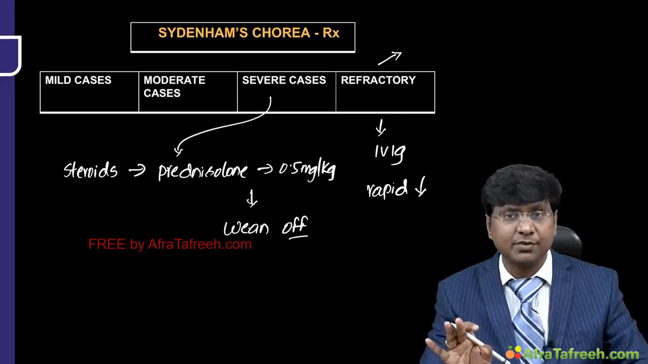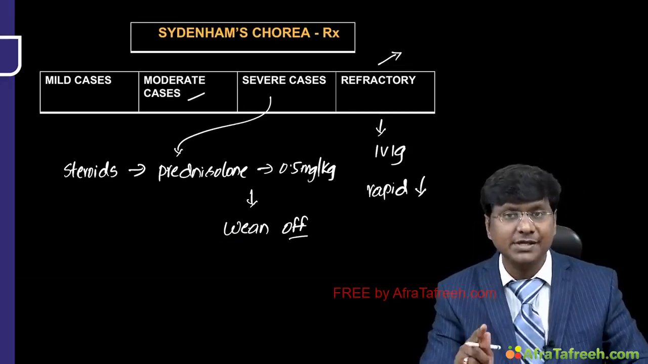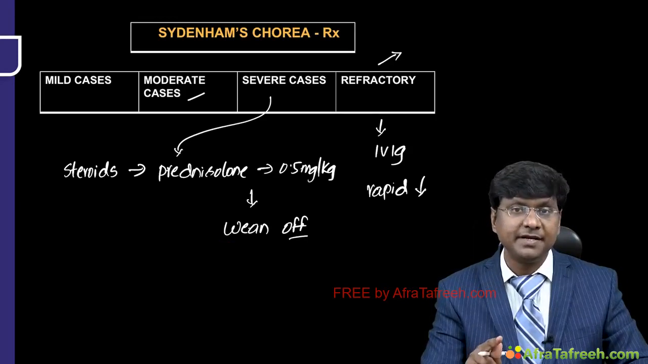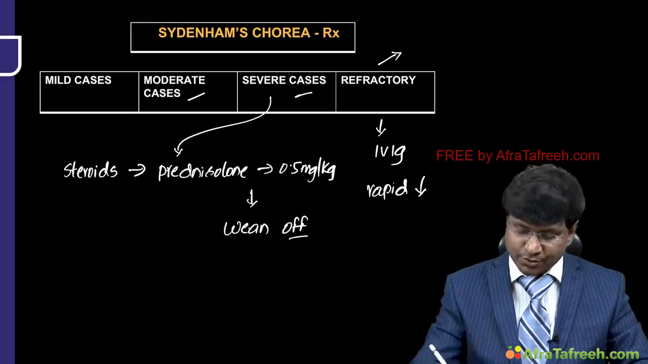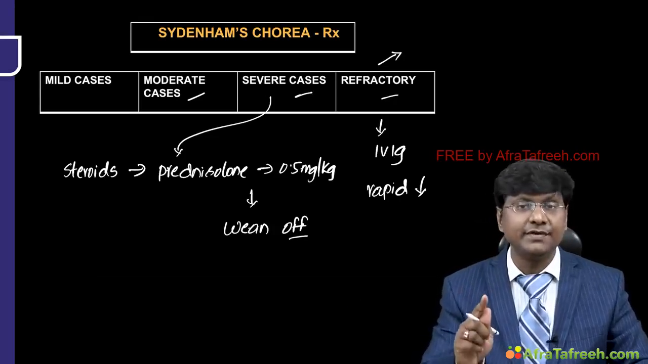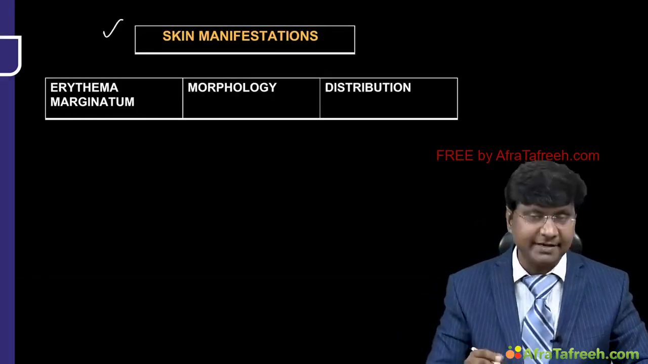Mild cases, just provide a calm environment. In moderate cases, you have to give carbamazepine as well as sodium valproate. In severe cases, you need to give prednisolone. In refractory cases, you need to give intravenous immunoglobulin. Okay, then coming to the skin manifestations.